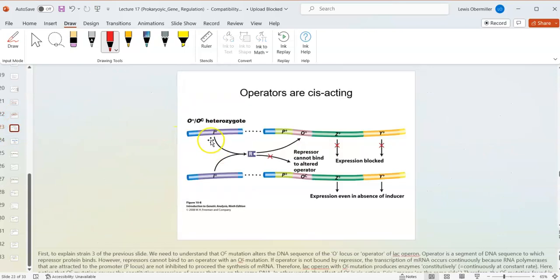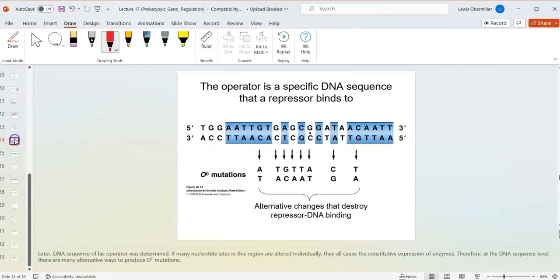Okay, so I'm just going to kind of wrap this up. I don't want to go much longer than an hour and 15 minutes, but so operators are cis-acting, right? That makes sense. They're DNA, right? We said DNA is a cis-acting element. So these operators, they're not going anywhere. They're part of the DNA. The operator is specific for the DNA sequence that it binds to, right? If we get mutations in here, then the lac I is not going to recognize and bind to that sequence.